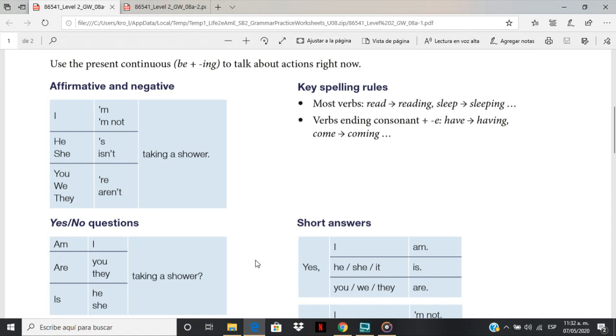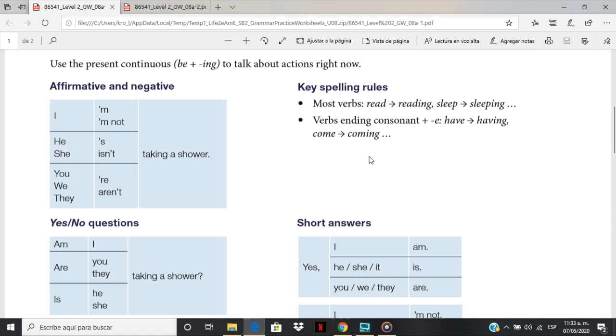So, what is the key? Some key spelling rules. Most of the verbs, like read, sleep, etc., just add ing, right? But there are certain verbs that must follow some rules. Remember to check that again, please. So we have verbs ending in a consonant plus a silent E. We have to drop the E and add ing. For example, have, having, come, coming.